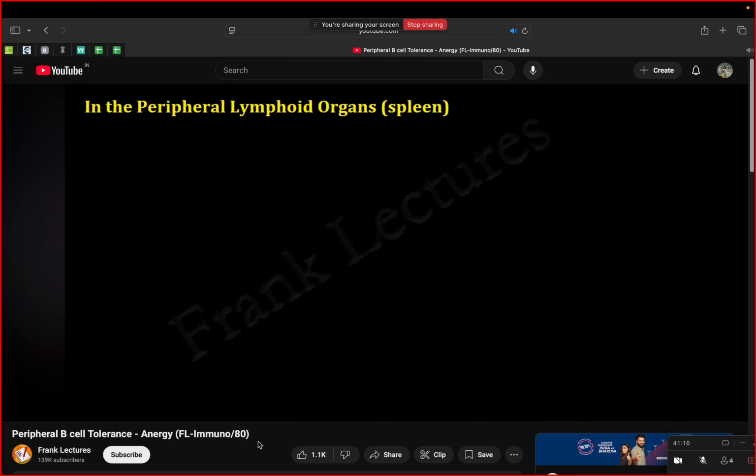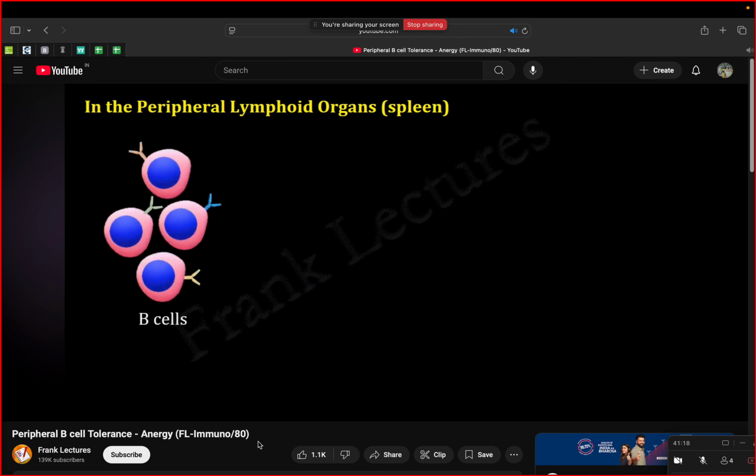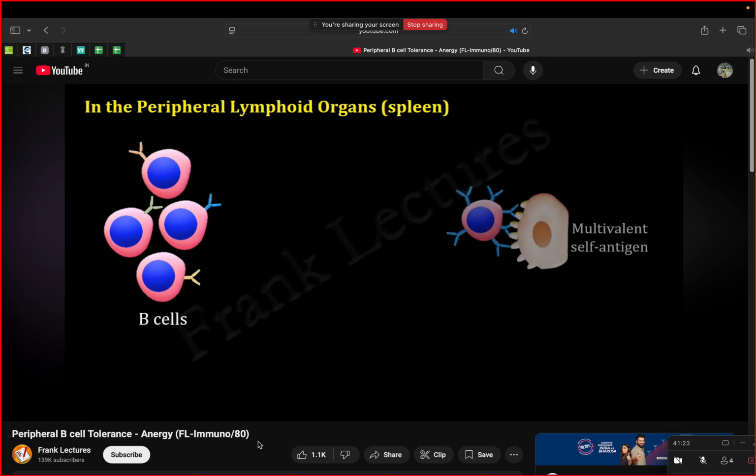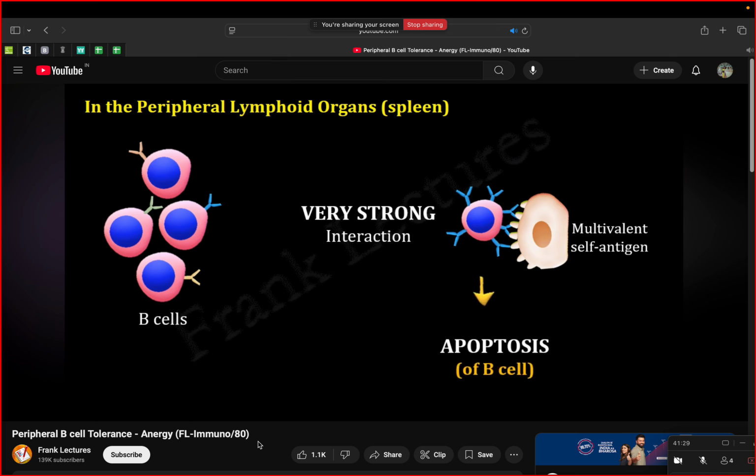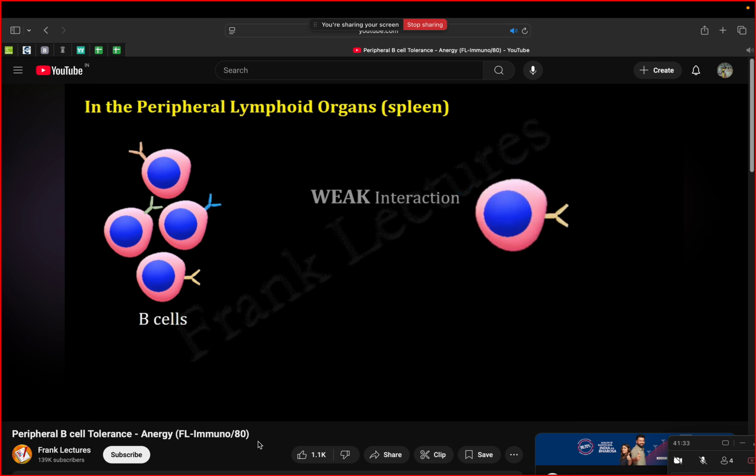Now suppose these are the B cells that migrated to the periphery from the bone marrow. If B cells bind very strongly to a multivalent self-antigen, they receive a signal to undergo apoptosis. And if there is a weak interaction or no interaction, then such B cells mature further in the peripheral lymphoid organs.